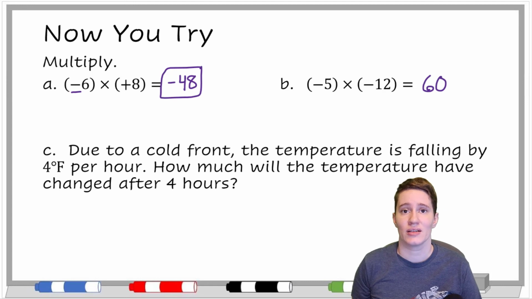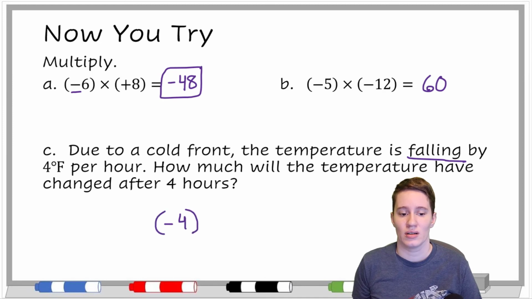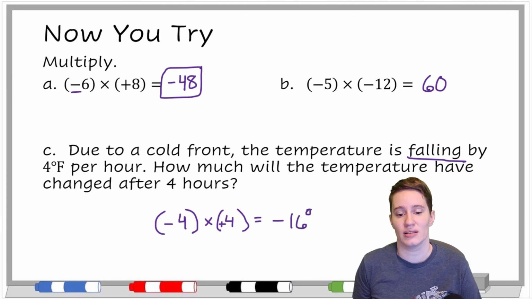And then C, we've got another word problem. Due to a cold front, the temperature is falling by 4 degrees Fahrenheit per hour. How much will the temperature have changed after 4 hours? So falling is an idea that we might decide, oh, let's make this a negative. So -4 is what we're falling. It wants to know how much we will have fallen after 4 hours. And so -4 times +4 is -16 degrees Fahrenheit.